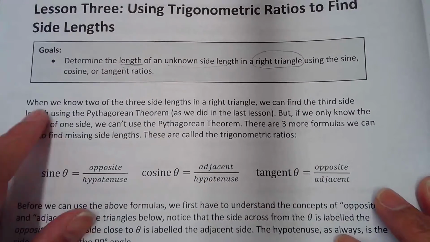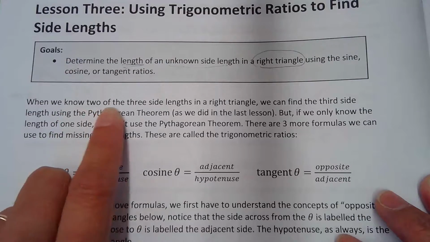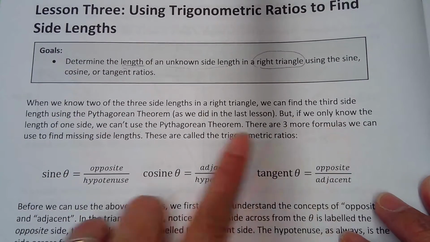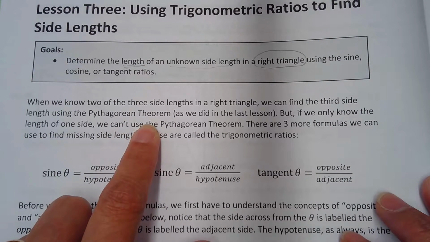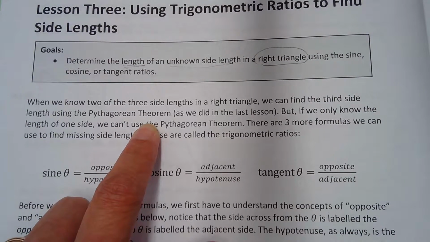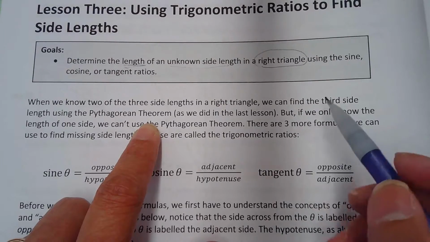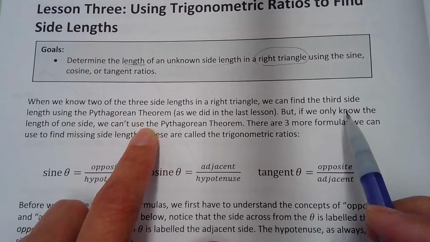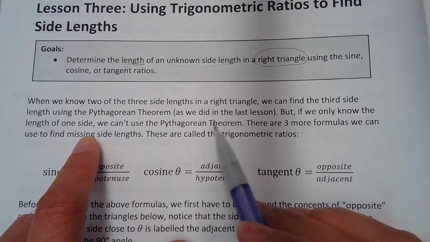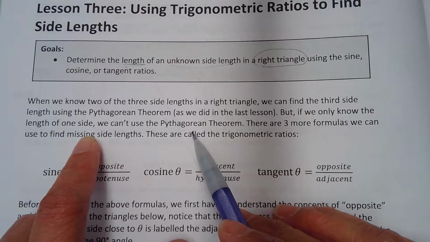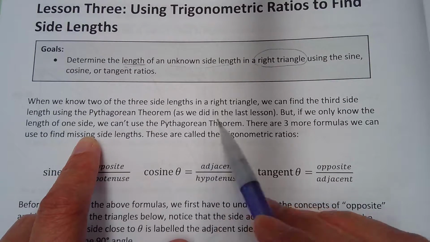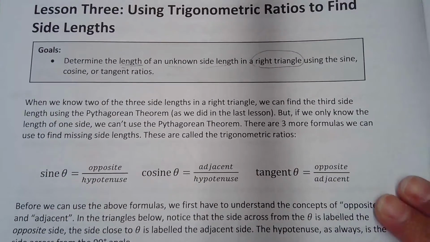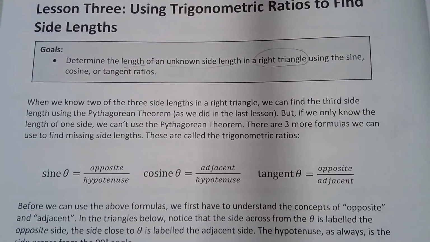Let's see here. When we know 2 of the 3 sides in a right triangle, we can find the third side using Pythagorean theorem. Okay? So if we know the 2 sides of a right triangle, we can find a third side. But if we only know 1 side, we can't use Pythagorean theorem. So there are 3 formulas that we can use to calculate the missing side.